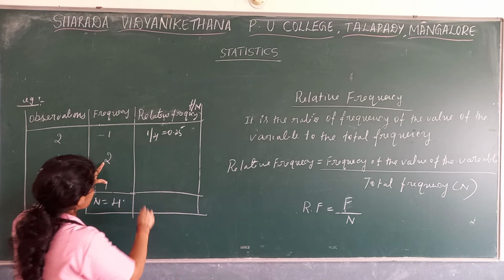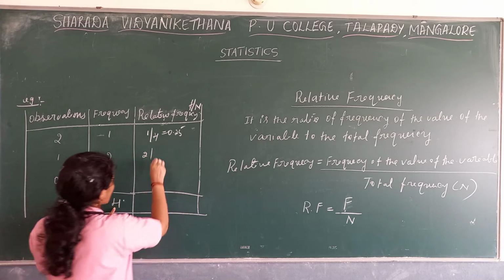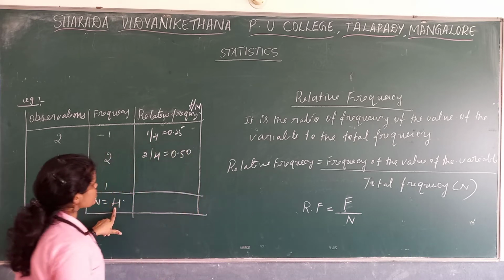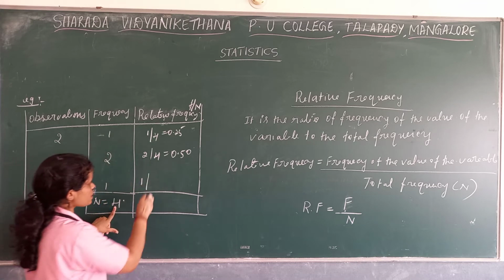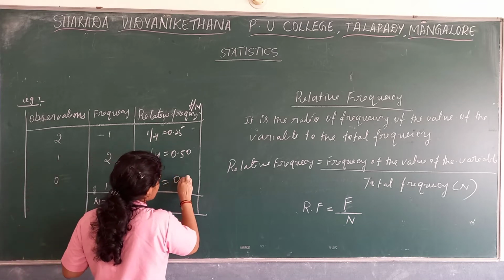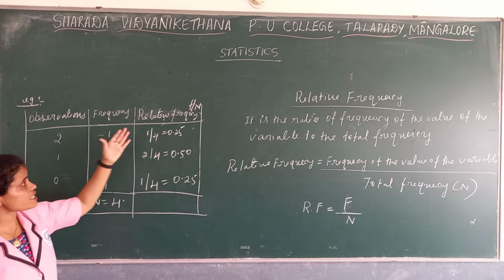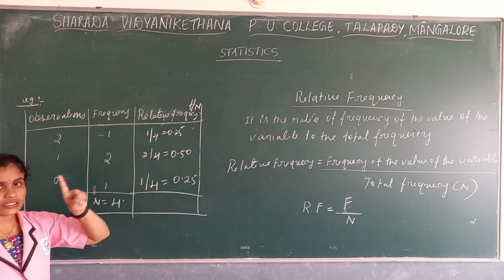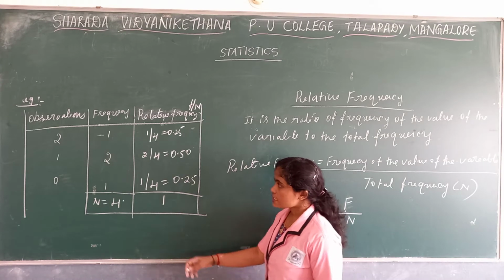Then what is the frequency here? 2. What is the total number of frequencies? 4. What do we get? 0.50. Here again 1 by total number of frequencies 4, we get 0.25. So these are the ratios. We presented the frequency in the form of ratios, and the total of the ratios should always be 1.